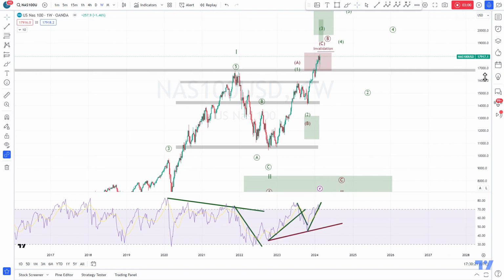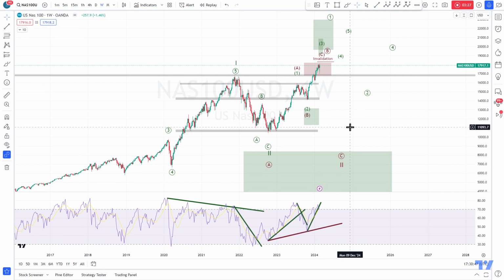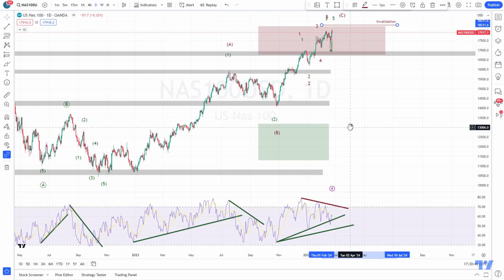But it is actually better to look at the sub waves here and the RSI of these sub waves to define the real invalidation. But okay, let's say this is some kind of level. If we would go beyond this level, then this overshooting wave B becomes very unlikely. So let's go to the daily.